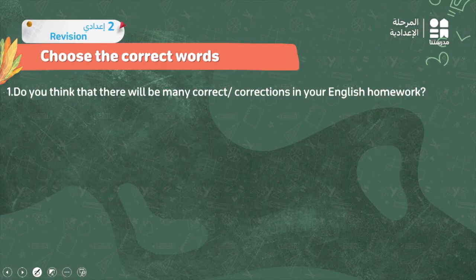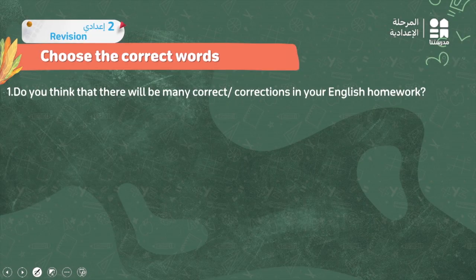But here, motorbike, does it start with a, e, i, o, or u? No. So it starts with a consonant أو بتبتدي بحرف ساكن. That's why I will choose only a. Okay, a motorbike.